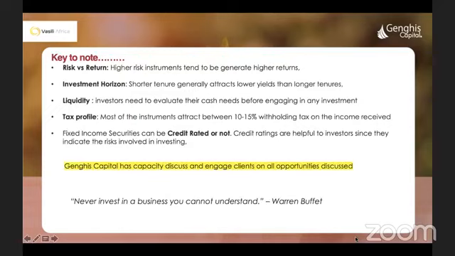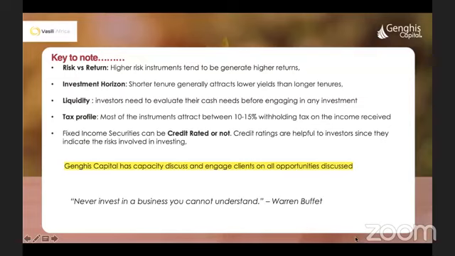Key thing that you need to be familiar with when you're investing in the fixed income market: risk and returns. High risk instruments tend to give higher returns. That's the main reason, also in line with what we said earlier, that corporate instruments are usually priced at a premium because of the risk involved compared to government instruments.